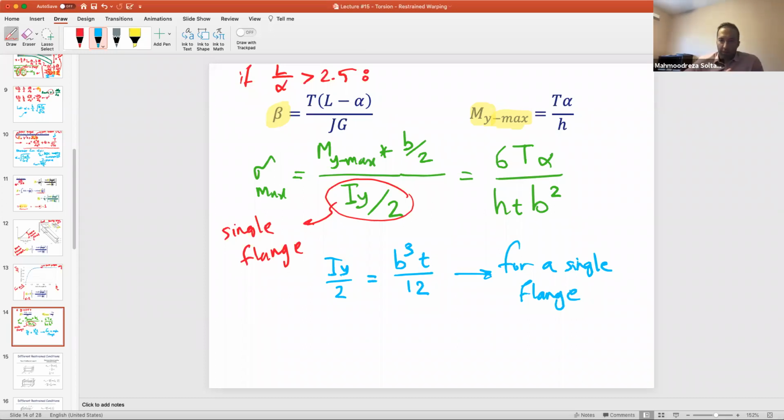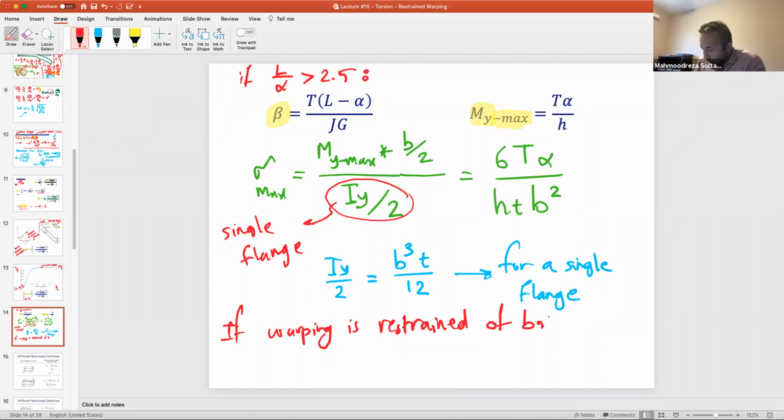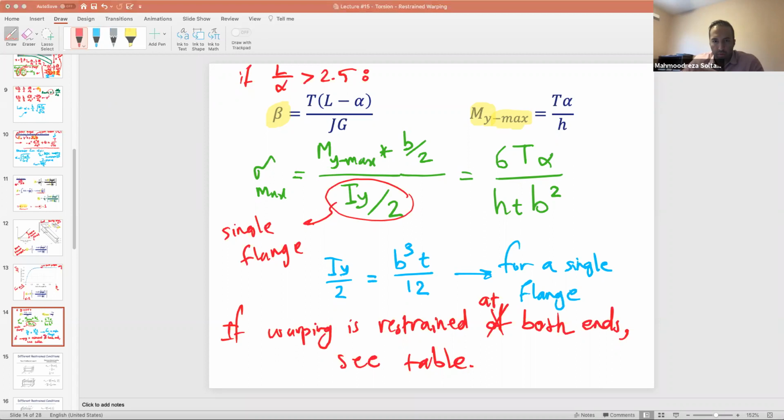Okay, these are the equations we have learned, right? So one end was fixed and we have derived all these equations. So if warping is restrained at both ends, with a table, I want to say restrained at both ends. Okay. So in this case, we want to look at some table that's going to help us find the formulations we need better. So let's look at the formulations here. Let's look at the tables.